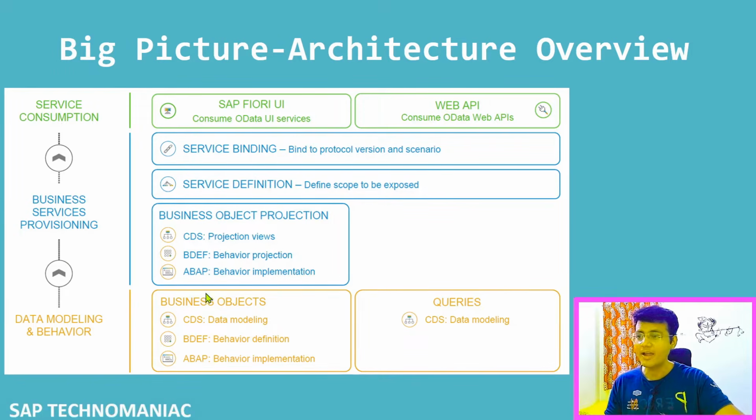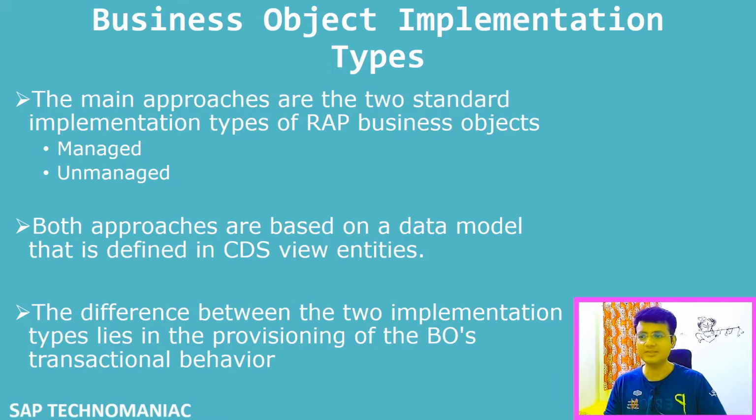As you know from my architecture video, till now we just created the data model. On top of the data model, we created the service definition and service binding, and we consumed them in the Fiori applications. Now we have to use the business object. The business object again has three parts. Apart from the data modeling, there are two more parts, because the business object we utilize for the transactional purpose. Now we have to do the transactional things.